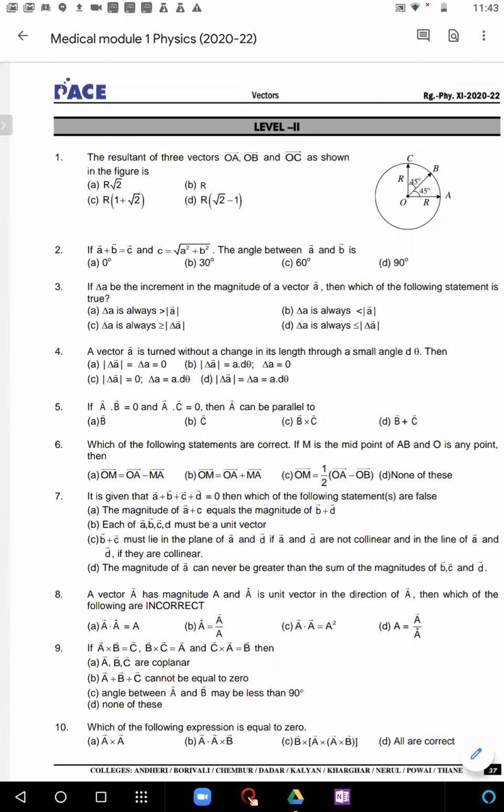So you need to pick a statement which will be true even if the direction changes. If direction does not change, delta A is equal to mod delta A bar. Fair enough. But if the direction changes, then delta A is less than mod delta A bar. Okay? So then what is always true? Delta A is less than or equal to mod delta A bar. Cool, good.